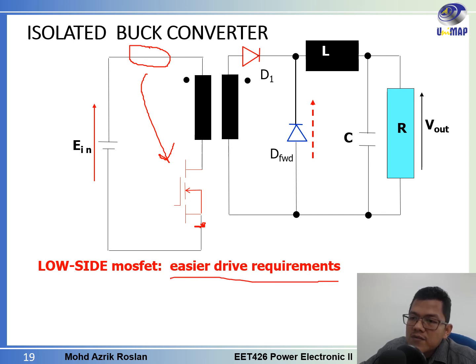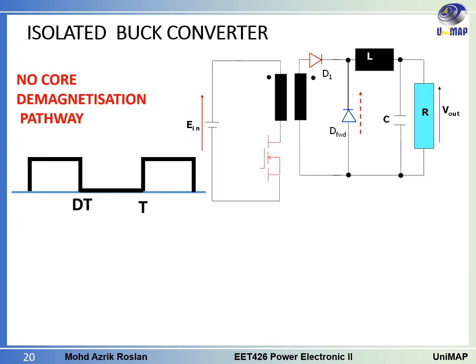What I mean by drive requirement is we have to put some voltage here at the transformer to make sure it's on and off. So it is much easier if we connect one of the terminals of the MOSFET to the ground. Okay, so it's easier to make the MOSFET on and off. Now we will look at one of the problems that can occur in this kind of circuit.